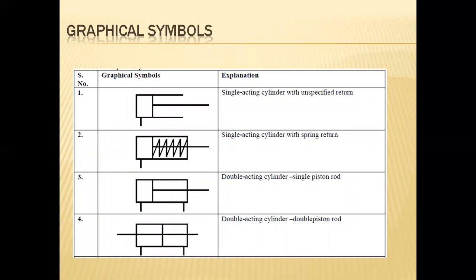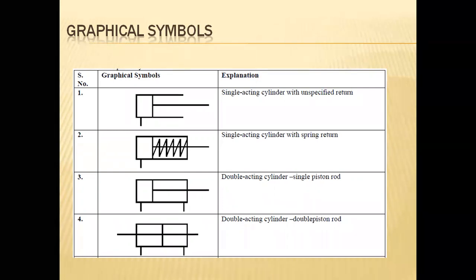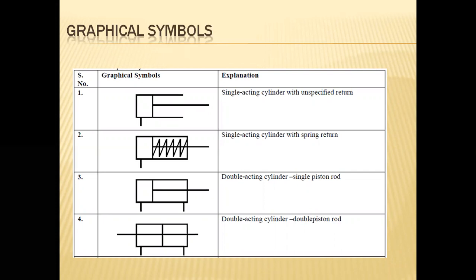We will look at some graphical representations of cylinder and piston actuators. First is the single acting cylinder with unspecified return. Here, unspecified clearly indicates that pressurized fluid enters the input for the forward stroke at port 1. There is no other port, and hence the pressurized fluid remains constant even at the extension position of the piston.